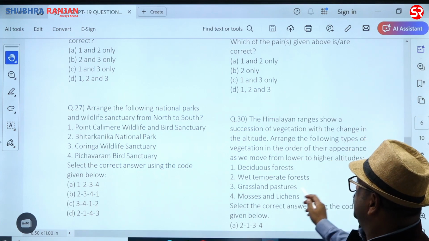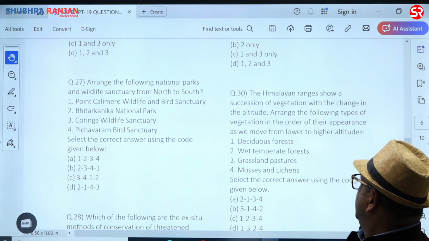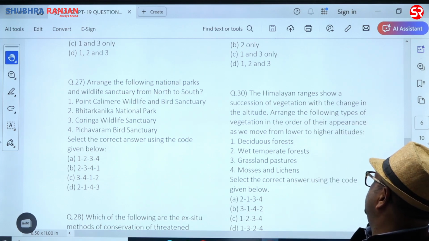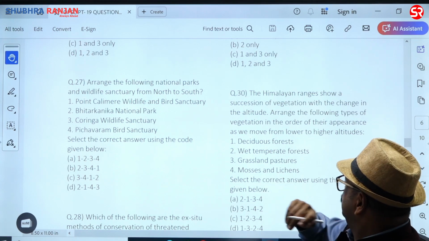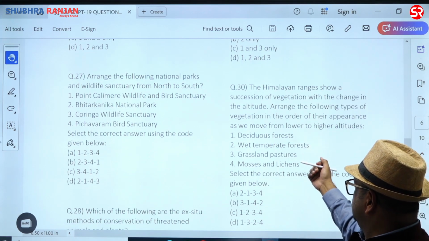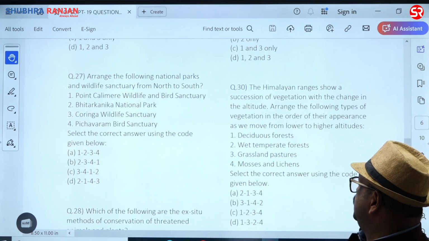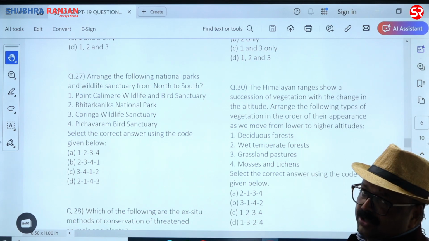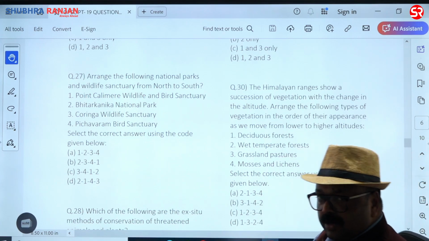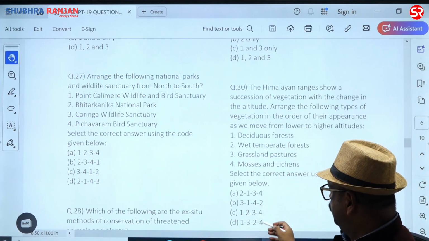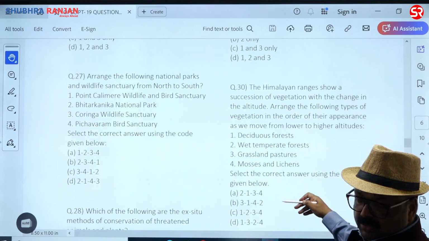Question number 30. The Himalayan range shows a succession of vegetation with the change in altitude. Arrange the following types of vegetation in the order of their appearance as we move from lower to higher altitude. सबसे नीचे से ऊपर जाना है तो सबसे नीचे आपको मिल जाएंगे deciduous forest, बिल्कुल मिलेंगे. फिर जब 1500 से ऊंचा जा रहे हैं आप तो with temperate forest you will get. Then you will find pasture land, meadows. Yes. Mosses and lichen, ये आपको टुंड्रा वेजिटेशन में मिलेंगे बच्चे. तो 1 2 3 4, this is right. नीचे से ऊपर जा रहे हैं 1 2 3 4. Question 30 is Charlie.